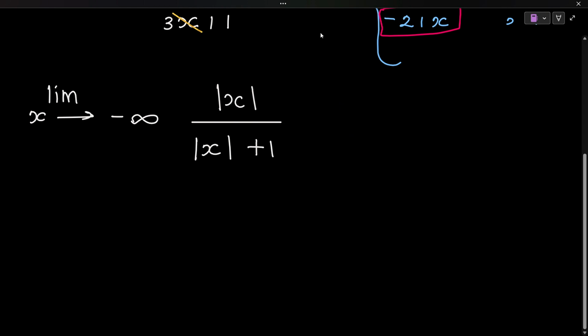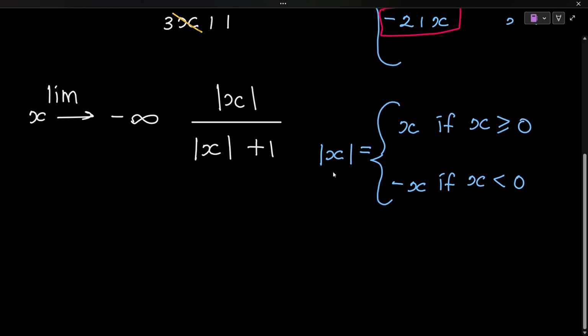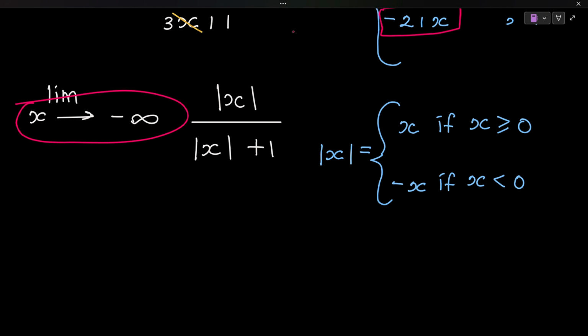Now, like I said, your first step is for you to start off by evaluating your absolute value. So this is actually the basic absolute value. We are going to have positive x if x is greater than or equal to 0, or negative x if x is less than 0. Now, to start off by substituting that absolute value, we notice that our limit says that x is approaching negative infinity. Remember, your limit is the deciding factor as to which part of the absolute value you work with.